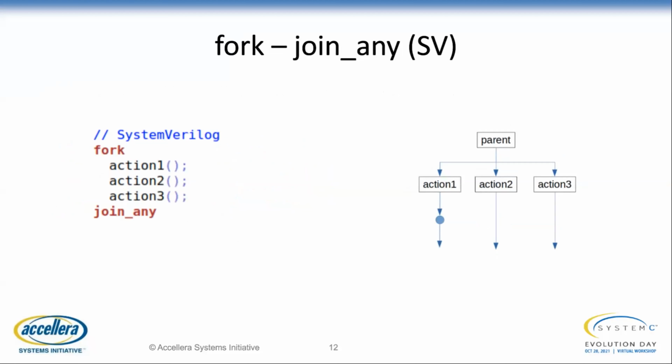Then this is something that is not in SystemC. It's a join any, or join condition. That means the parent spawns a number of child threads and only waits for one of them. So it only takes one of them to finish, and the parent thread will resume, and the other ones will just continue execution in parallel.